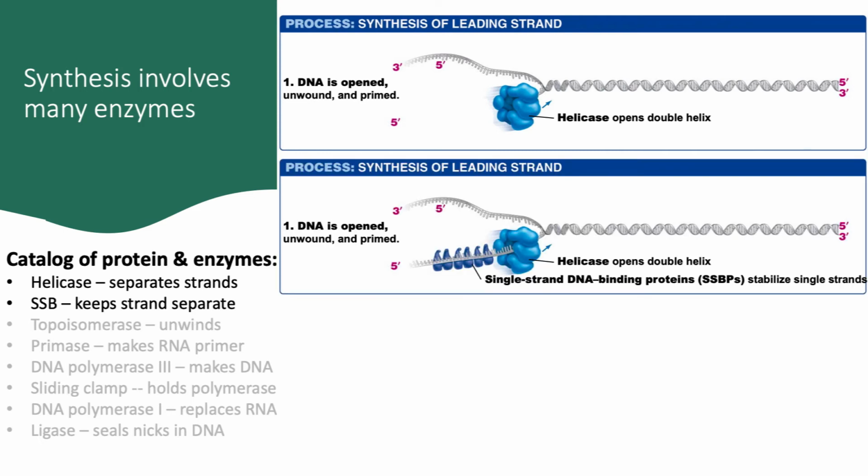Once the DNA strands have been separated, they have a strong affinity for each other and would like to find their way back to each other and reform their hydrogen bonds. In order to prevent this, cells use single-strand binding proteins, or SSBs, that hold the two strands apart until the new strands can be synthesized.